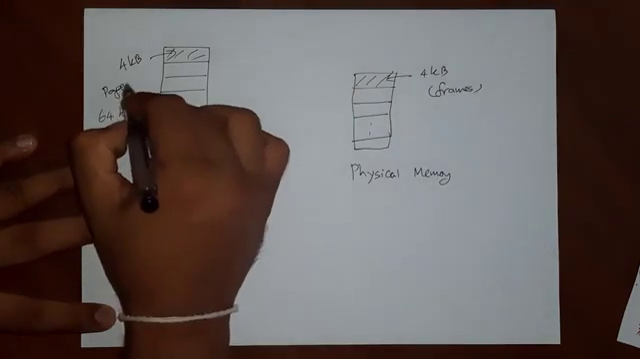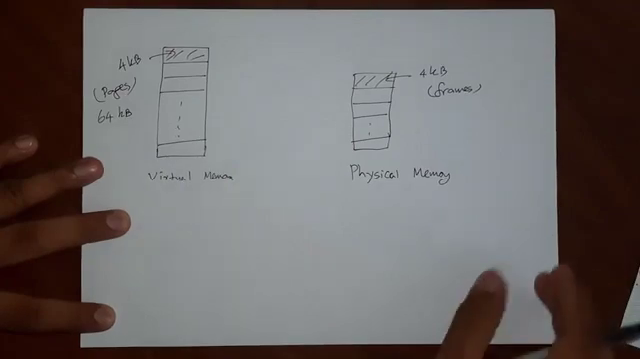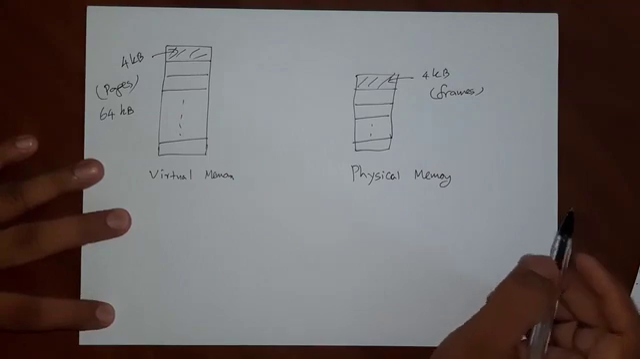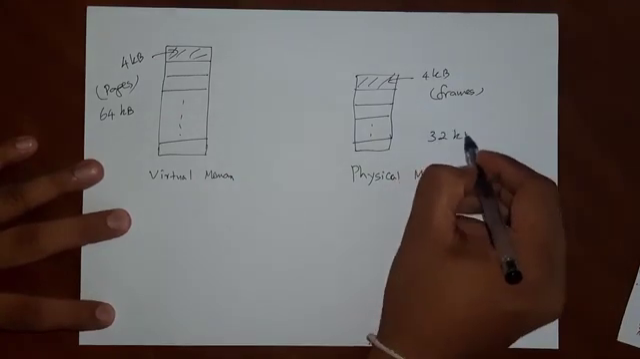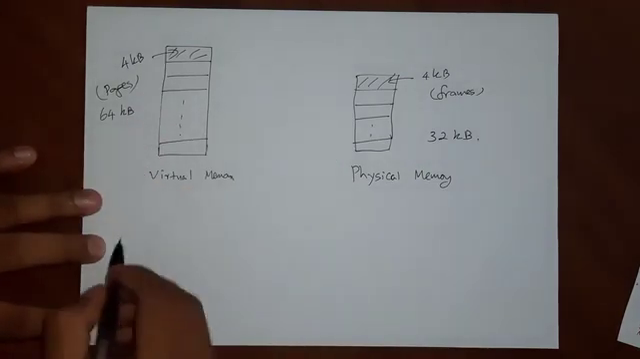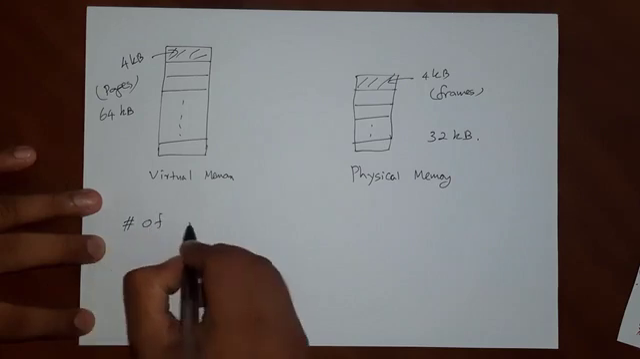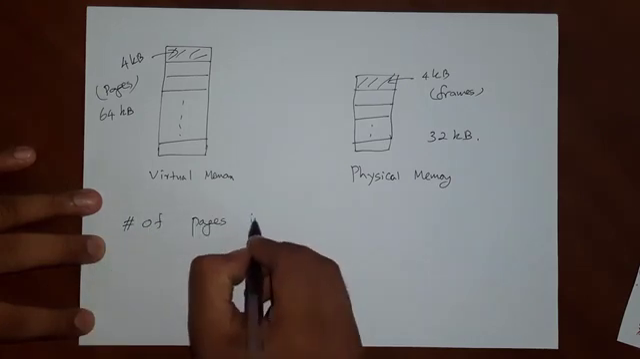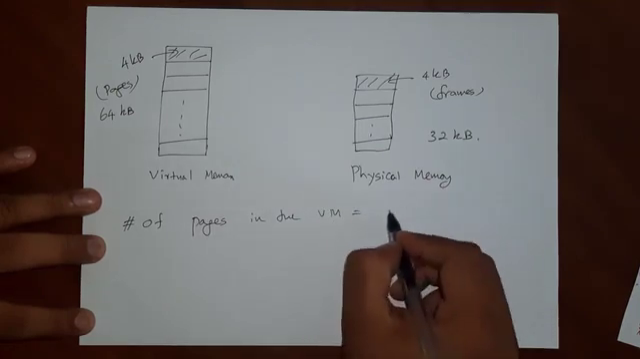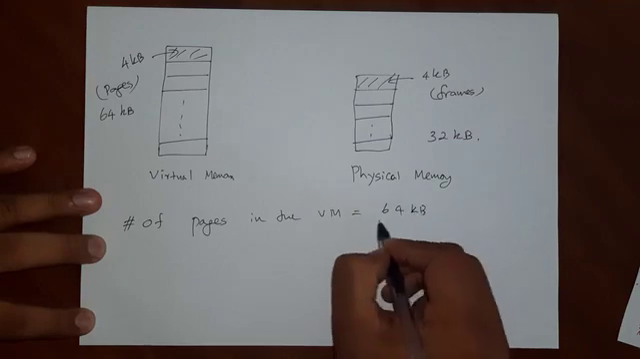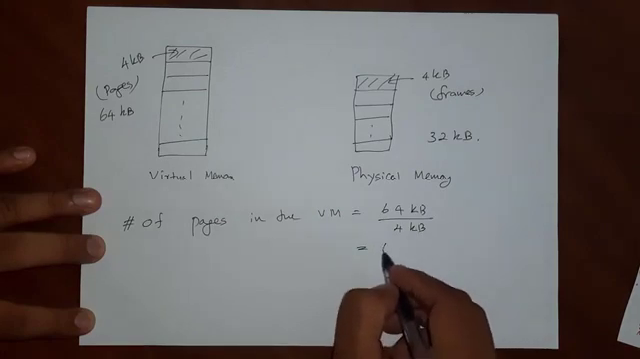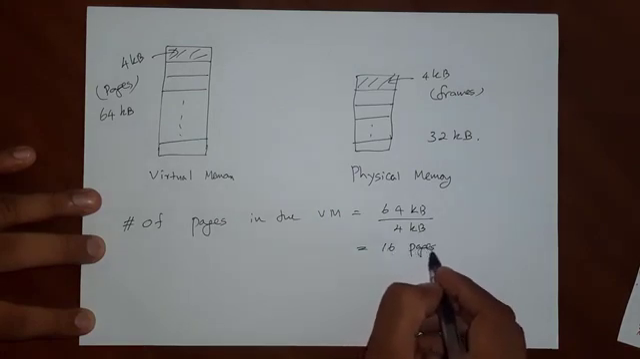These are pages, and it's 32 kilobytes. Just consider how many pages here. Number of pages in the virtual memory or the logical memory: 64 kilobytes divided by 4 kilobytes. It's 16 pages.